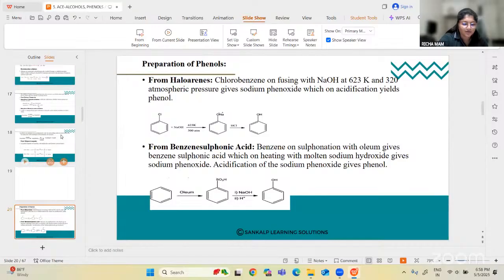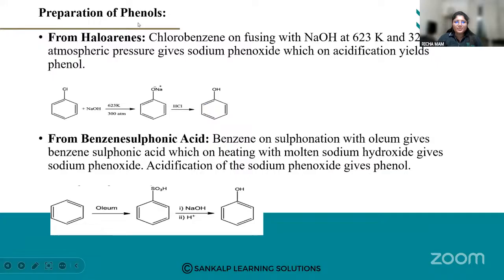So, preparations of phenols. We'll see these two phenol preparations and then we'll stop. We have completed the methods of preparation of alcohols, so next is the methods of preparation of phenols. You have to take haloarenes. Now we know what haloarenes are. So by using haloarenes, we can prepare phenols.